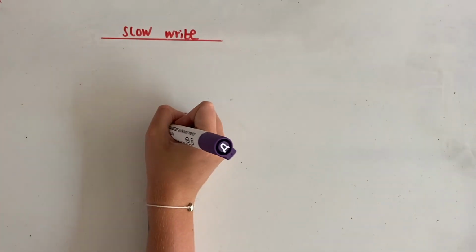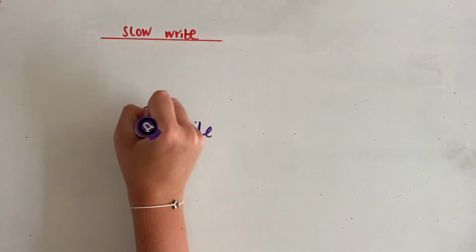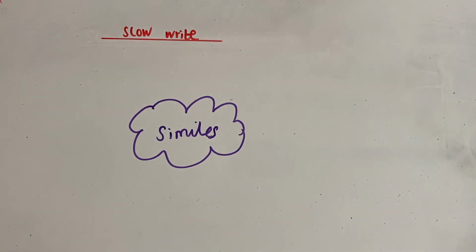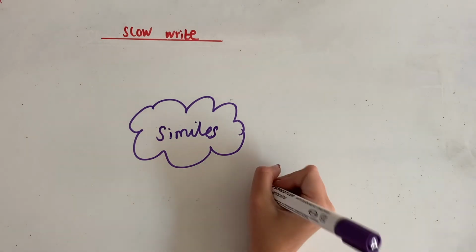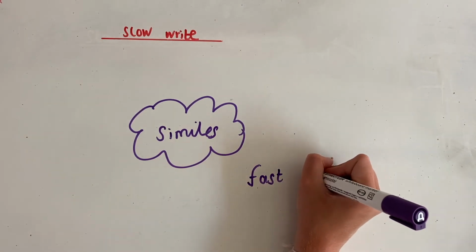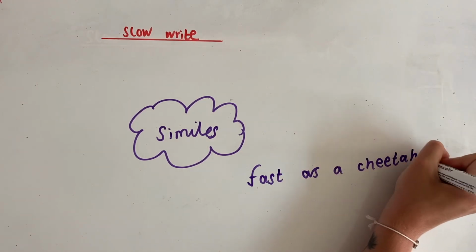Now for our last sentence. We're going to use a simile in this sentence. Now, a simile is where you compare something to something else to make the description more vivid and interesting. Let's go through some examples.